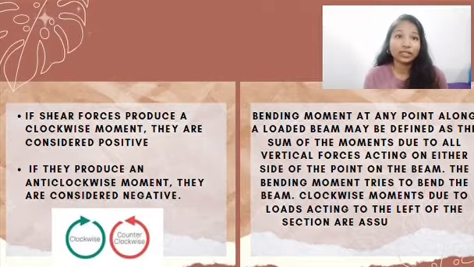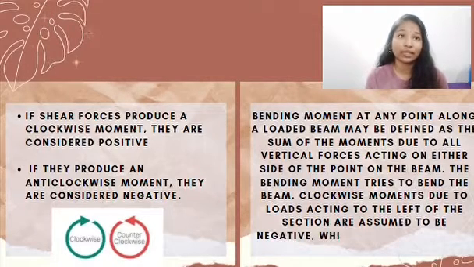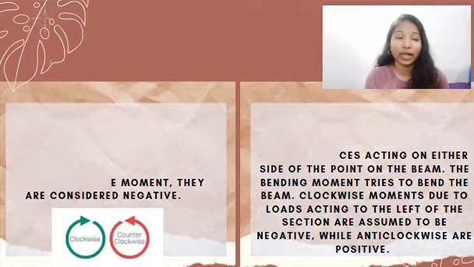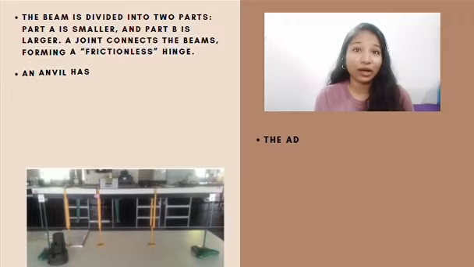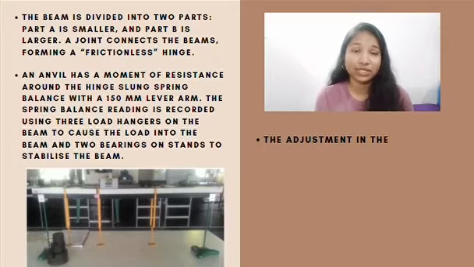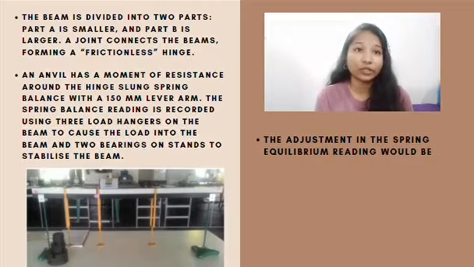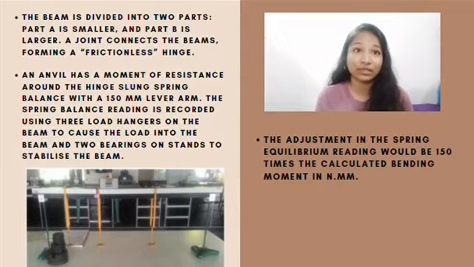Clockwise movements due to loads acting to the left of the section are assumed to be negative, while anti-clockwise are positive. The beam is divided into 2 parts, where A is the smaller and B is the larger part. A joint connects the beam, forming a frictionless hinge. An anvil has a moment of resistance around the hinge, slung from a spring balance with a 150 mm lever arm.